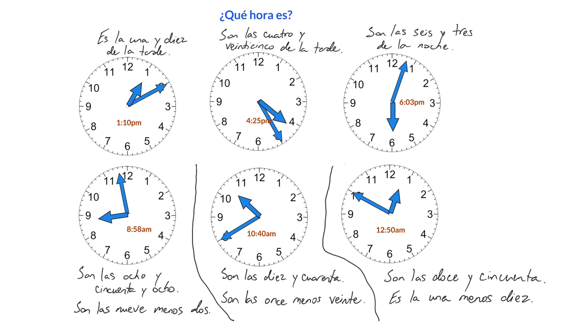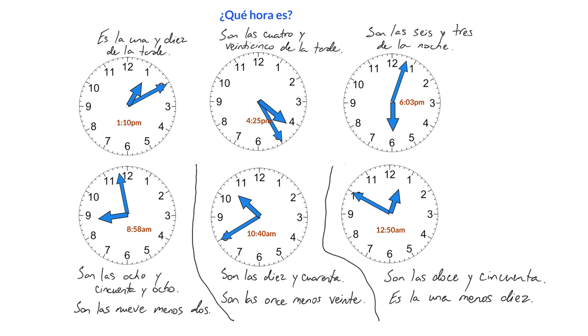For the bottom row, the minute hand is on the left side of the clock, meaning we have 2 ways that we can say what time it is. Son las 8:58. It is 8:58. Or we could say it's 2 minutes to 9. Son las 9 menos 2. The middle clock, son las 10:40. It is 10:40. Or you can say that it is 20 minutes to 11. Son las 11 menos 20.